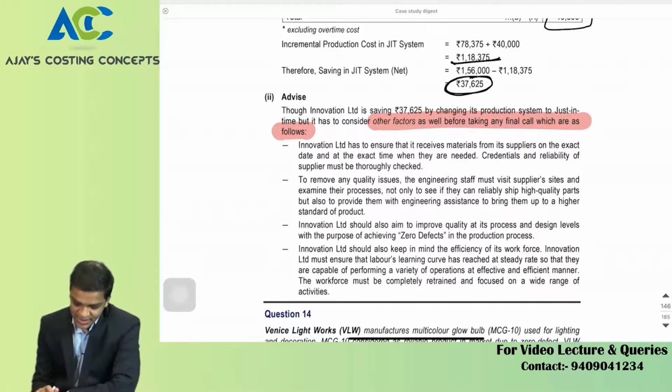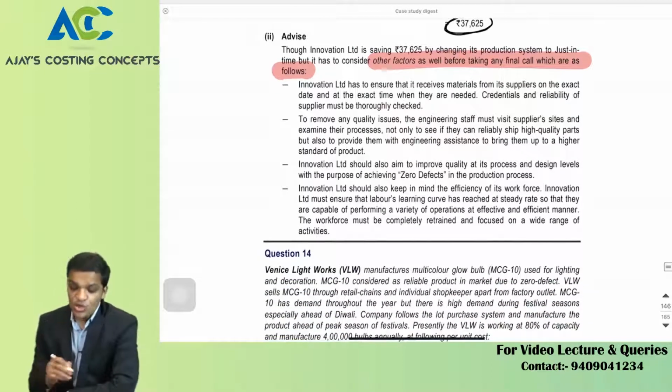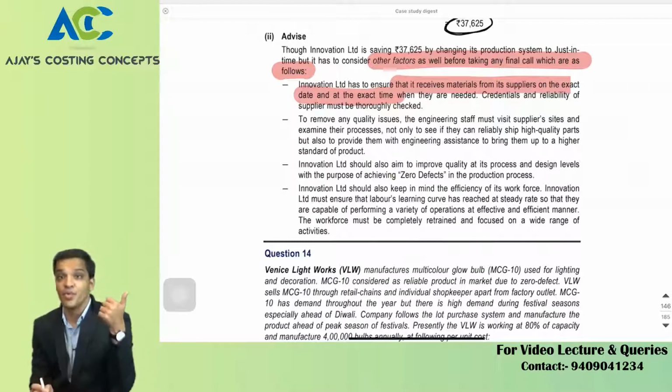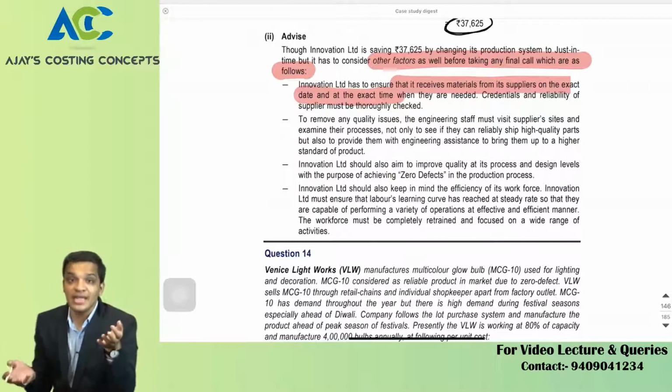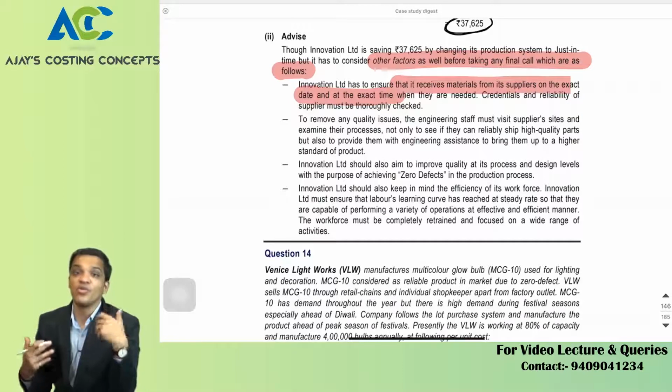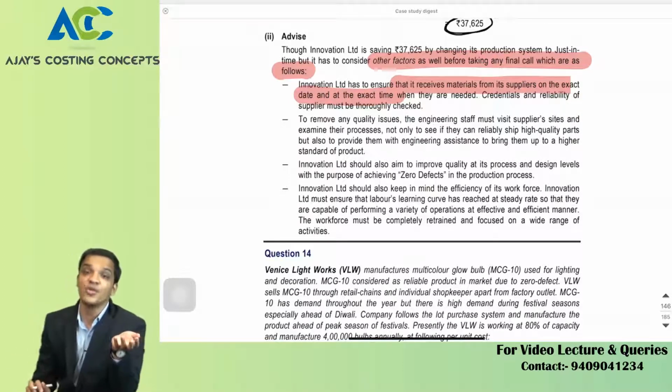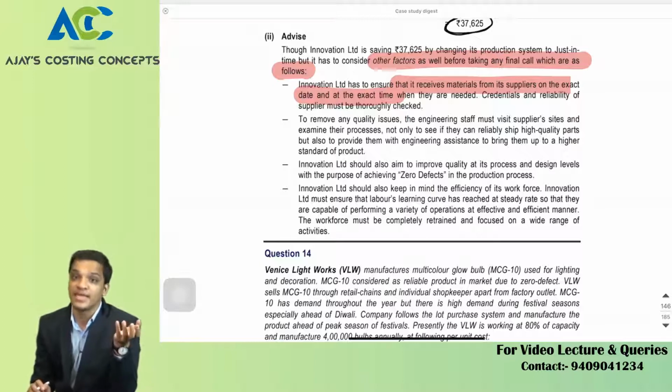So what they have said is, first thing, you may follow just in time, but you should consider that the company has to ensure it receives material from the supplier on the exact date and exact time when required. Important, because if you do not get that, you will go stock out and you won't be able to fulfill the demand. Then there won't be any question of savings, right? It may lead you to additional cost or loss of market share.